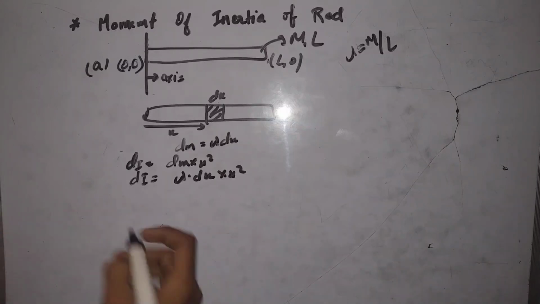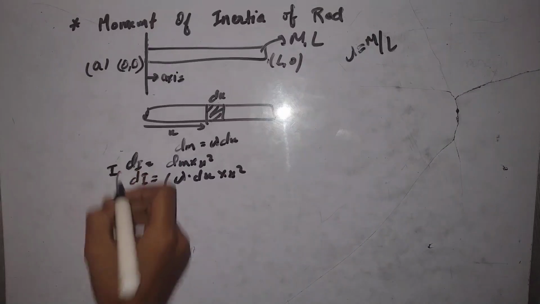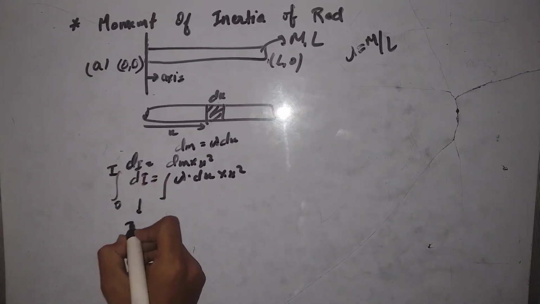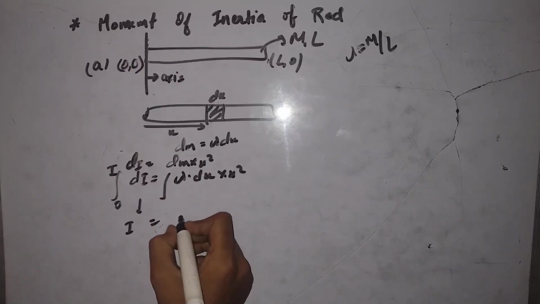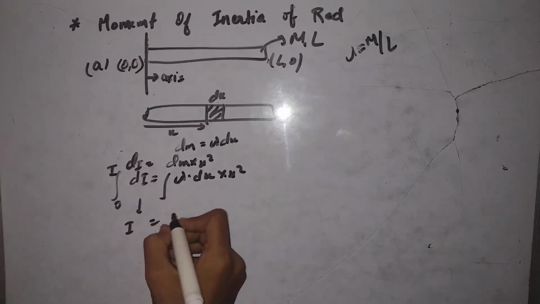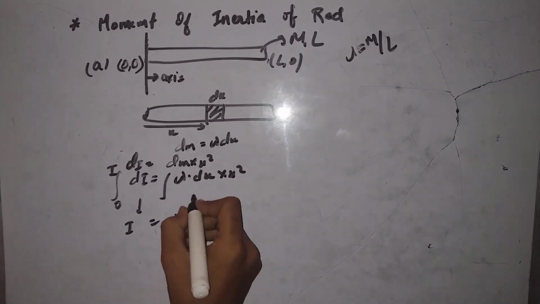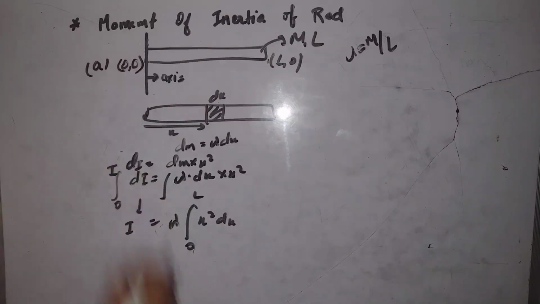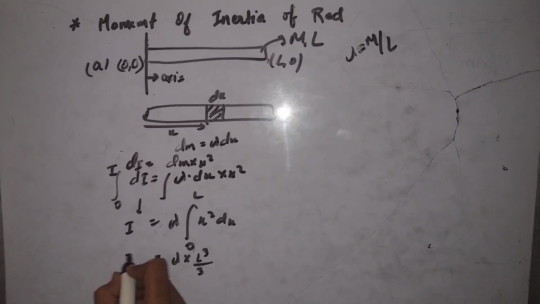So to find the net, we have to integrate this from 0 to L, and this will give us I. Because lambda is constant for every dx, we'll take lambda out, and we'll integrate x squared dx from 0 to L, because that's where the rod begins and ends. It begins at 0 and ends at L. So if we put in the limits, this will be lambda into L cube by 3. Okay, this would be I.